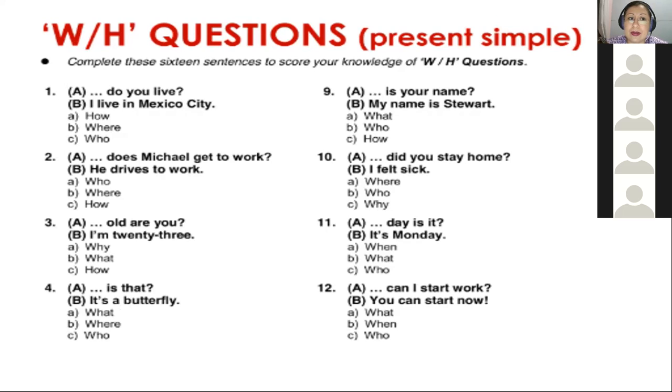Where do you live? I live in Mexico City. Yes, very good. Complete. Okay. Where do you live? I live in Mexico City. Thank you, Cari. Okay. Who else is your team? ¿Quiénes más son su equipo?